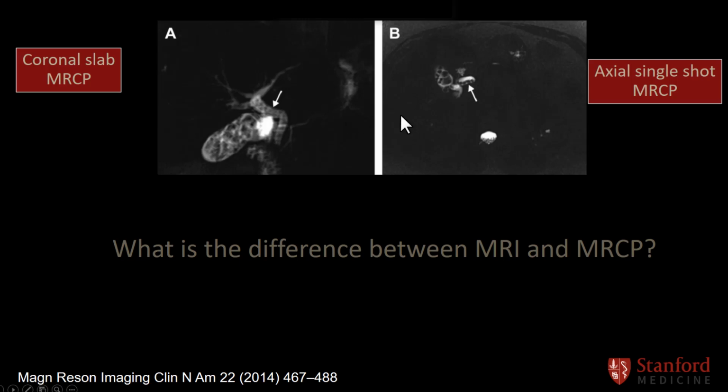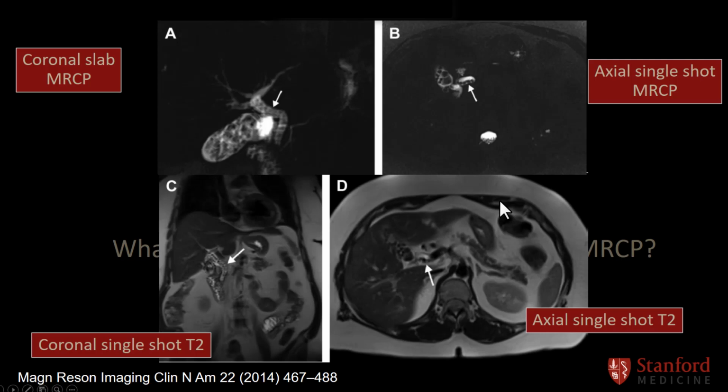So this is MRCP. What's the difference between that and MRI? Well, you see here when you do these normal T2s that you can see the liver and the kidneys and the spleen and the pancreas, etc. So obviously this is valuable information. Of course, in this case it doesn't really add a whole lot, but I just added this to show the difference between MRCP and MRI.